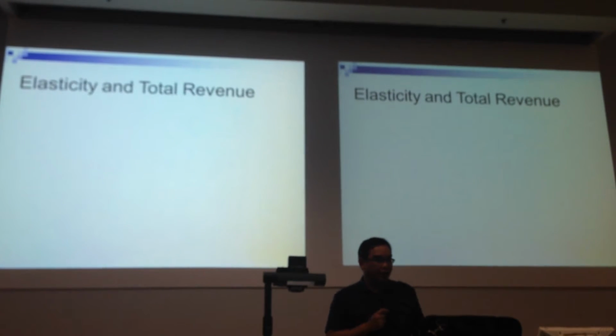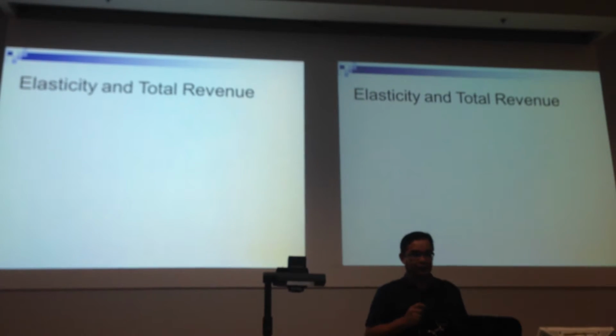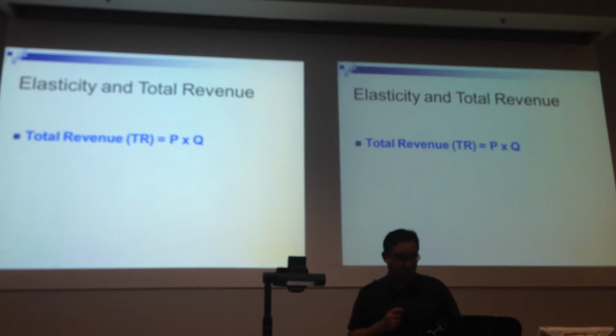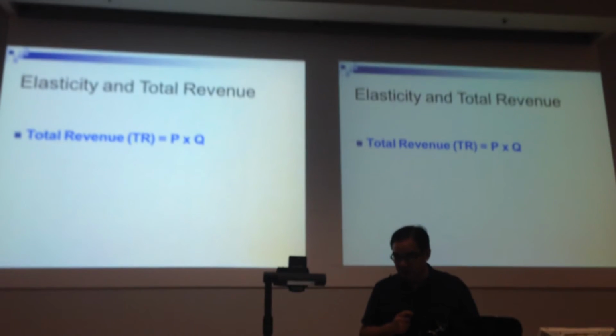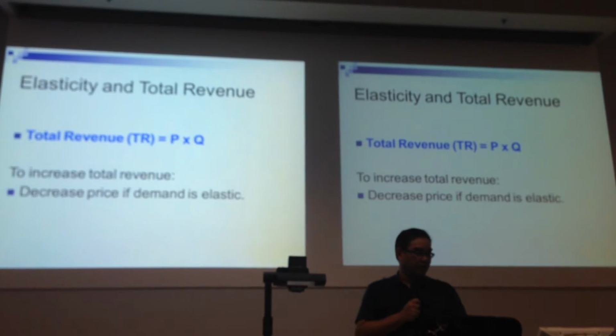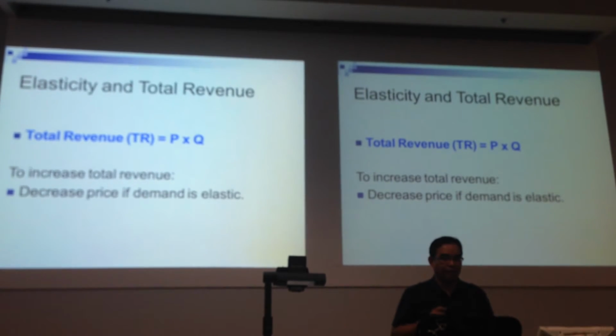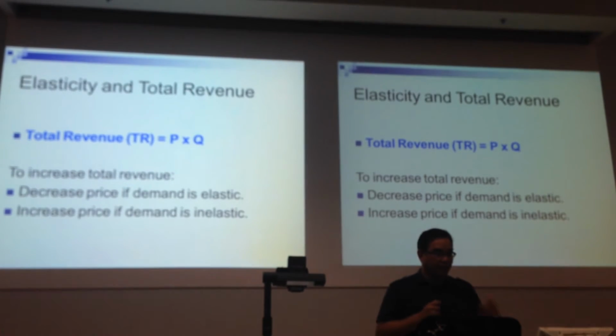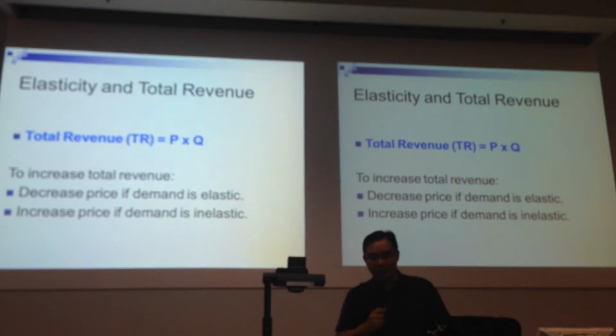Now, there is also a relationship between price elasticity and total revenue, where total revenue is the price multiplied by quantity. So, just to summarize, if the seller wants to increase total revenue, he should decrease the price if the demand is elastic, but increase price if the demand is inelastic.